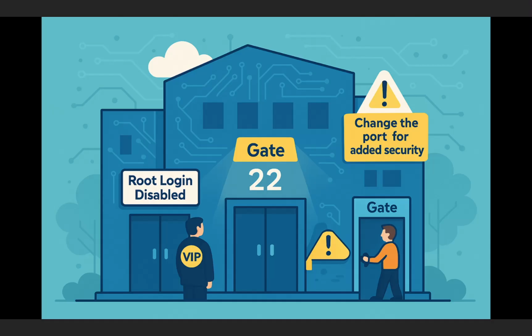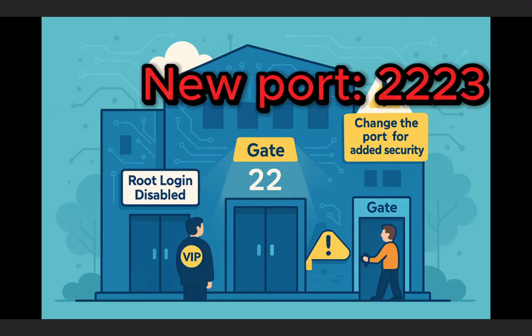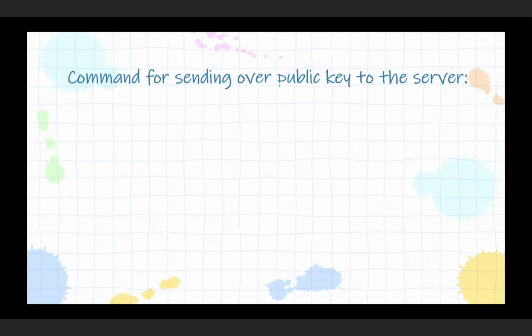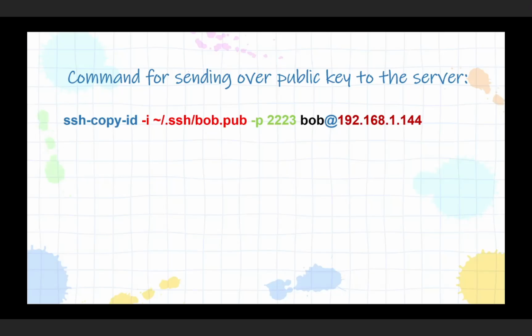Okay, it's time for me to deliver my public key, my padlock, to the server so I can unlock my office without needing to ask for permission every time. But I just heard the server is using a non-standard entrance, port 2223 instead of the usual port 22. No problem, I can still send over my padlock with this command. Let me explain what this does.